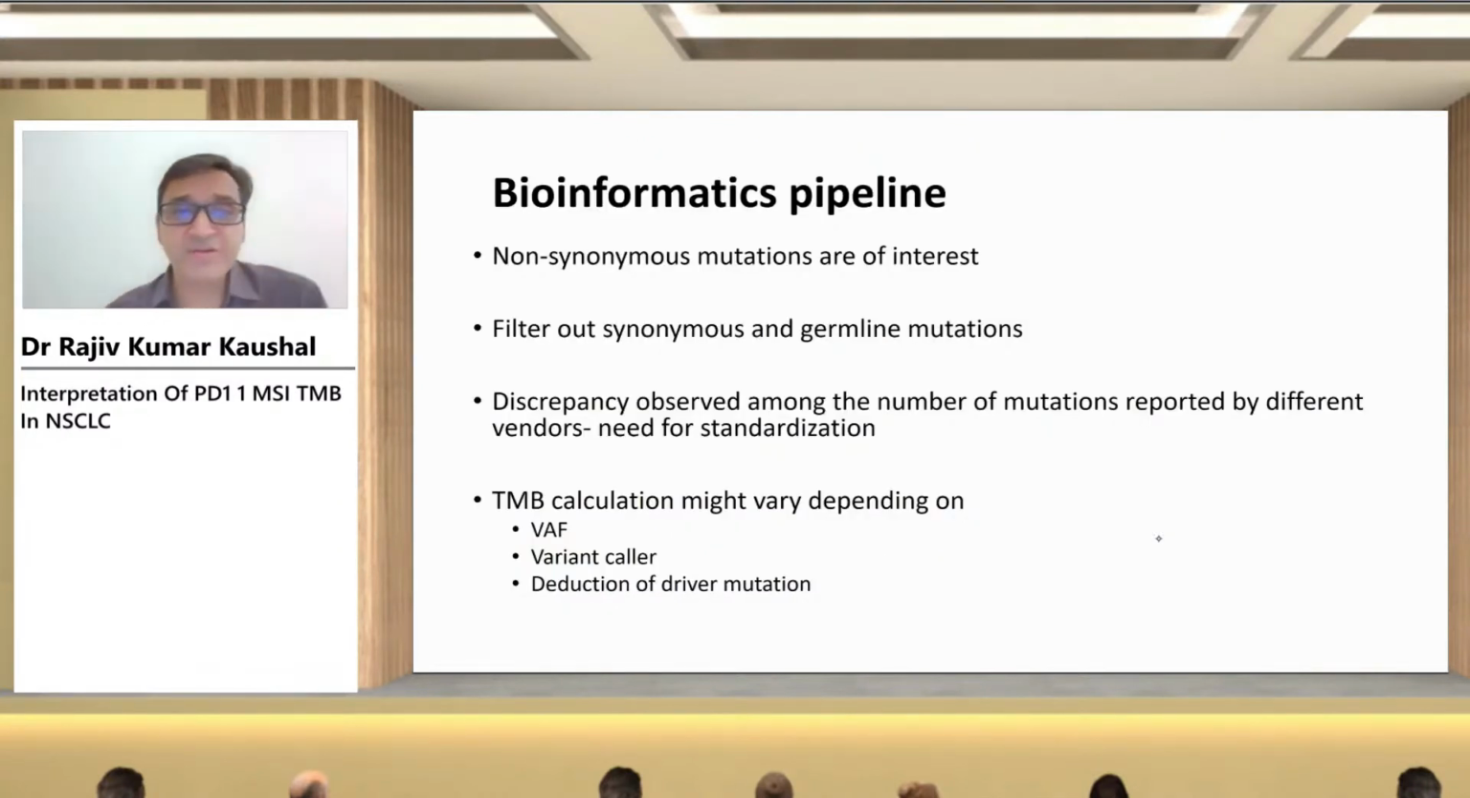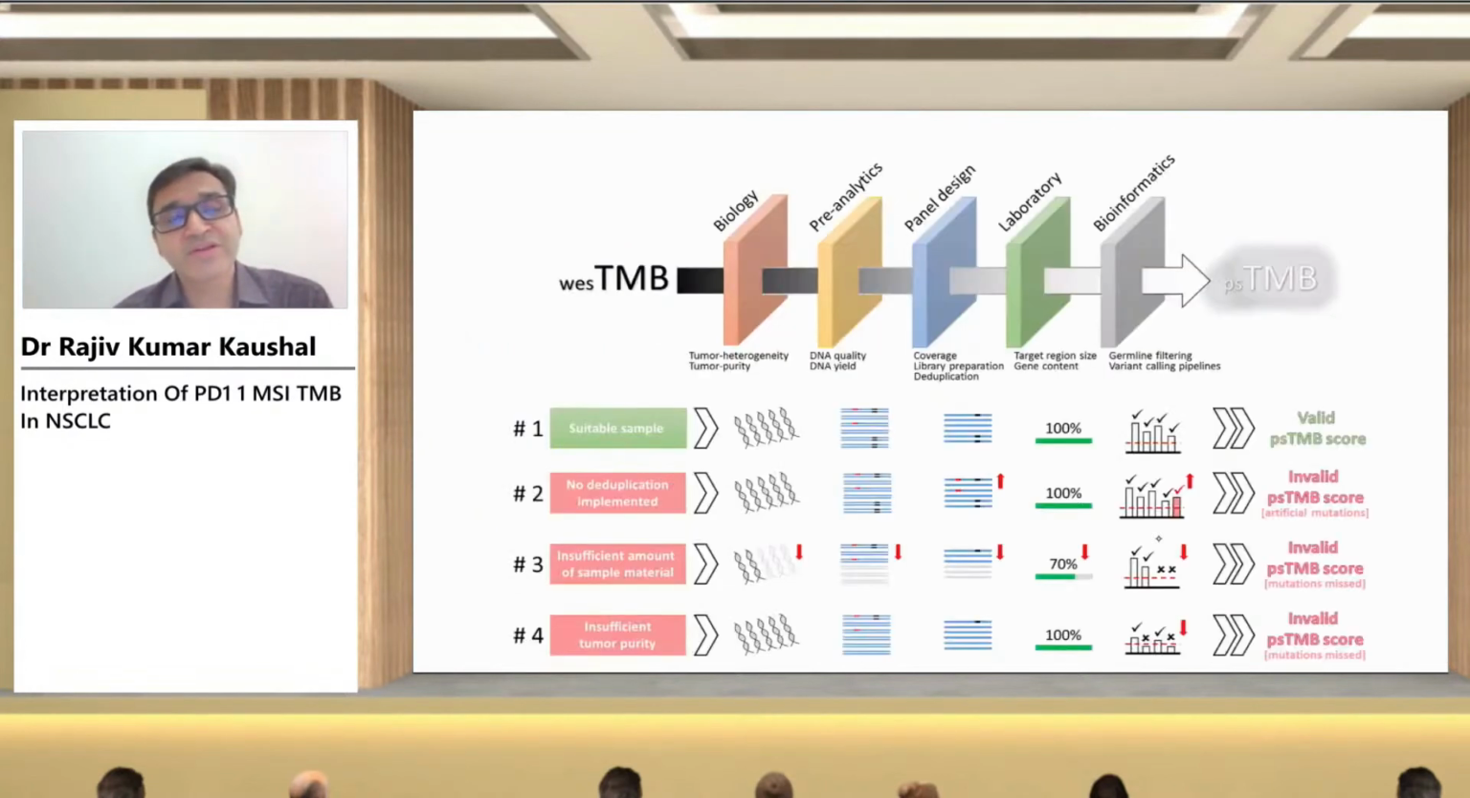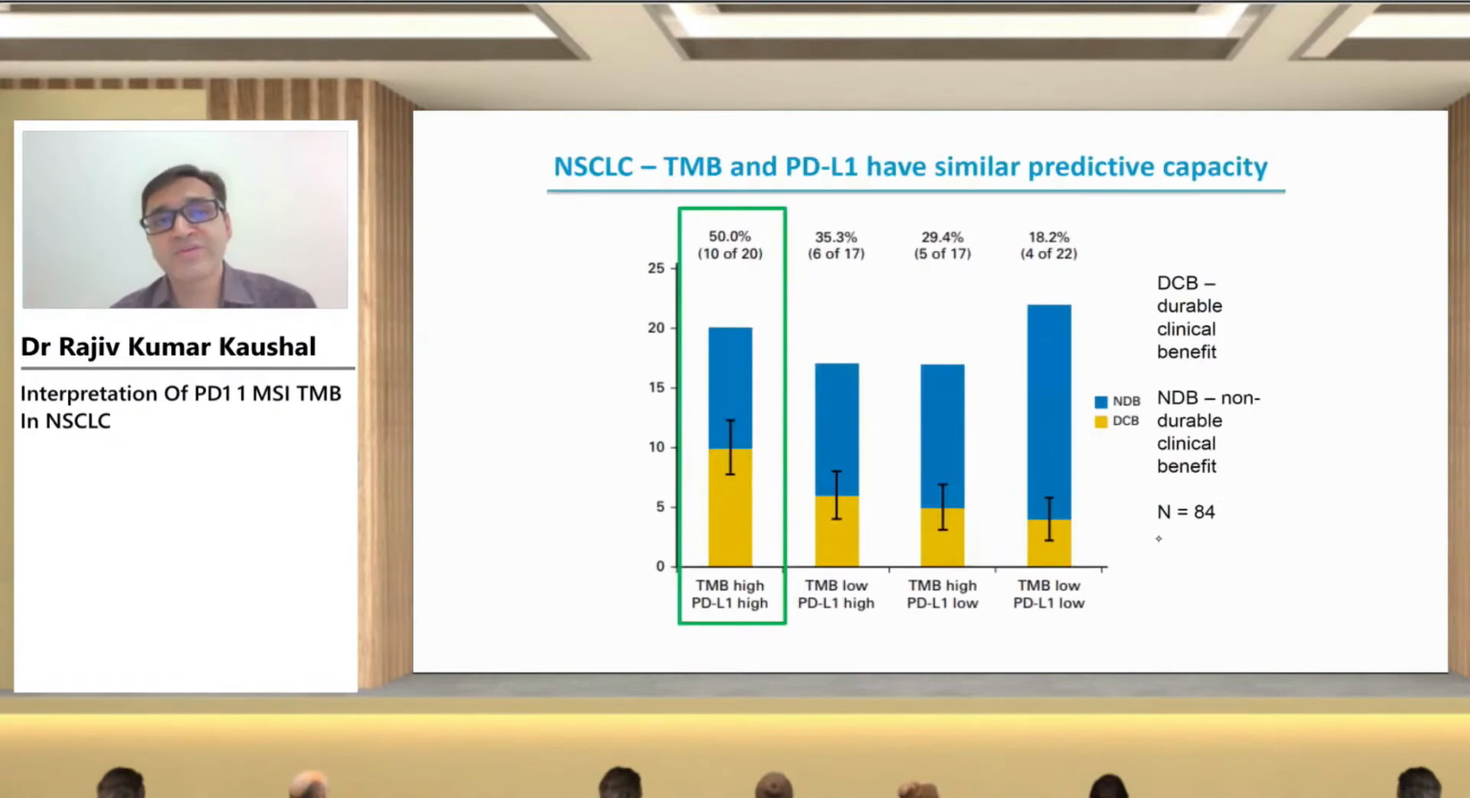Finally, for interpretation, as the bioinformatics plays a very crucial role when you evaluate the TMB, a smart bioinformatician should be there, and they need to take care of these parameters whenever they are interpreting. So TMB is not very simple. It's quite complex, and you can fall into a trap anytime if there is an error at any of these steps in the TMB evaluation.